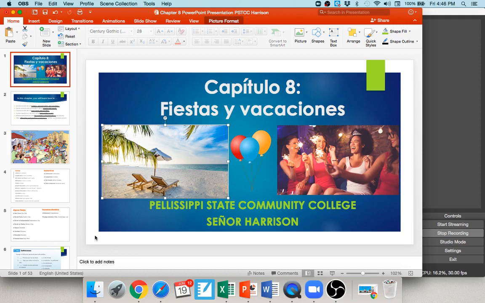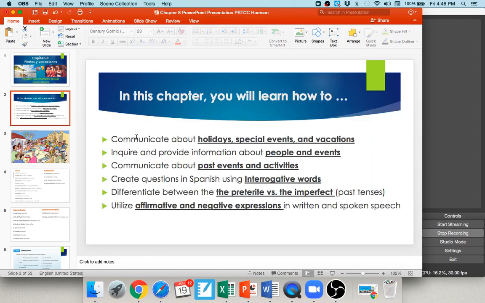Okay, so our goal in this chapter is for you to be able to communicate about holidays, special events, and vacations, to inquire and provide information about people and events, to communicate about past events and activities, to create questions in Spanish using interrogative words, most importantly, to differentiate between the preterite and the imperfect, the two past tenses in Spanish, and then also to utilize affirmative and negative expressions in written and spoken speech.